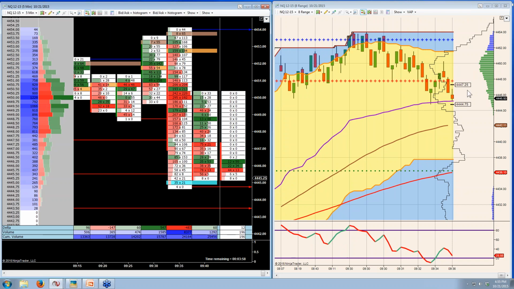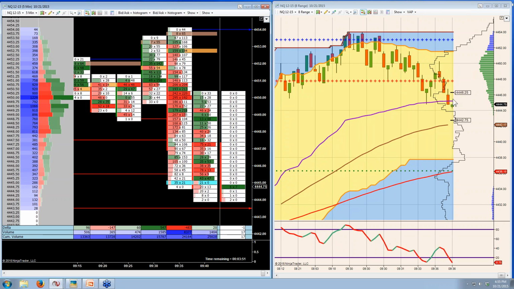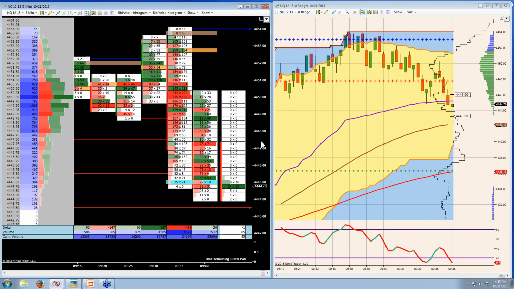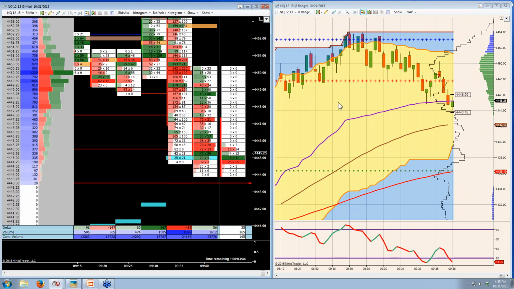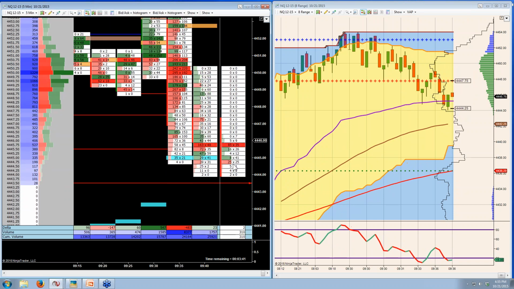And knowing that I've got the point of control here, I would be looking to see, okay, am I going to get through that, or are we going to get a bunch of buyers stepping up? So now we can see the buyers stepping up. I'm still not too concerned about it because I've got this big number of sellers right here at the 45.75 level.